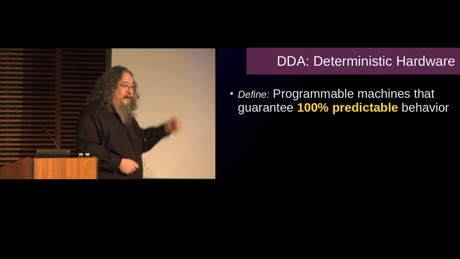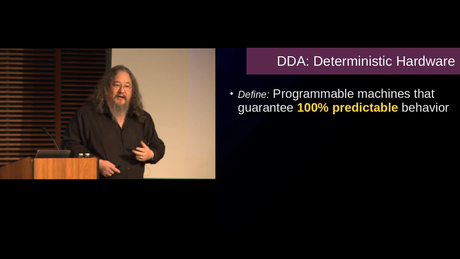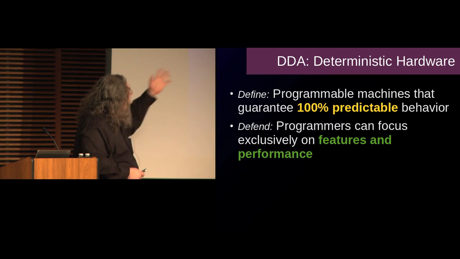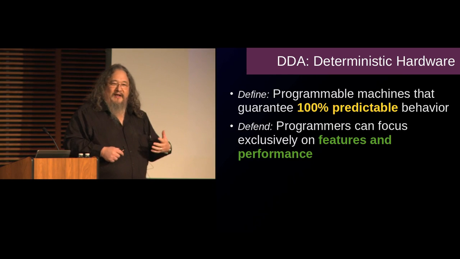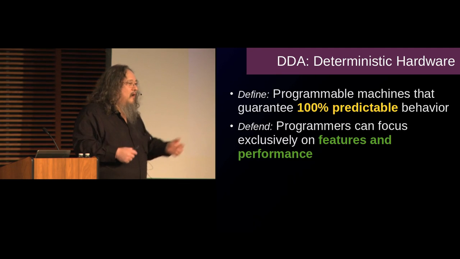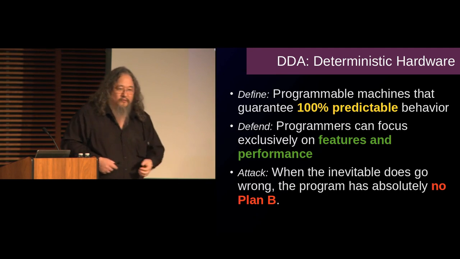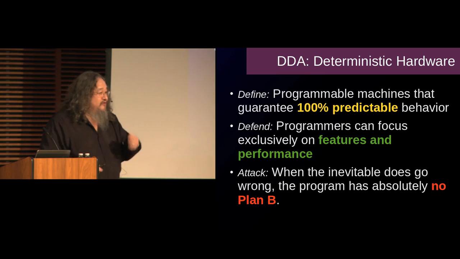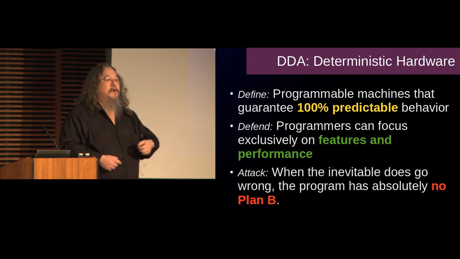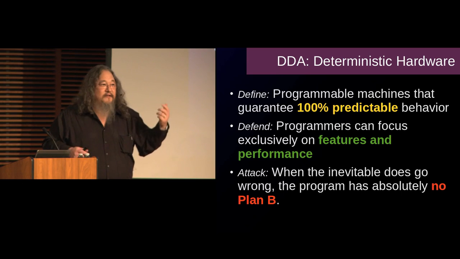Deterministic hardware, we just talked about it. Define, what is it? Programmable machines that guarantee 100% predictable behavior. Well, what's good about that? Programmers can focus exclusively on features and performance. They don't have to worry about what happens if a step didn't work. What's the drawback? When the inevitable does go wrong, there's no plan B. The programmers focused exclusively on features and performance. They didn't focus on error handling because the hardware guaranteed there'd be no errors.